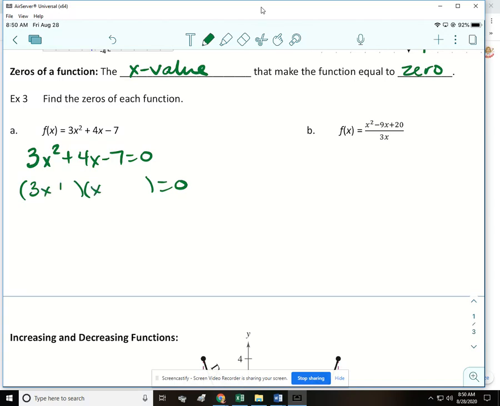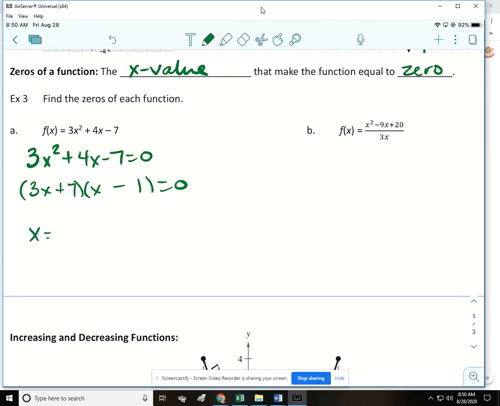And it looks like it might be a difficult problem to factor because we have a 3 there, but the only way to get 3x squared is 3x and x. The only way to get 7 is 7 and 1. So we just have to figure out where to put the 7 and where to put the 1, so we end up with 4x. And so this is how we would factor it.